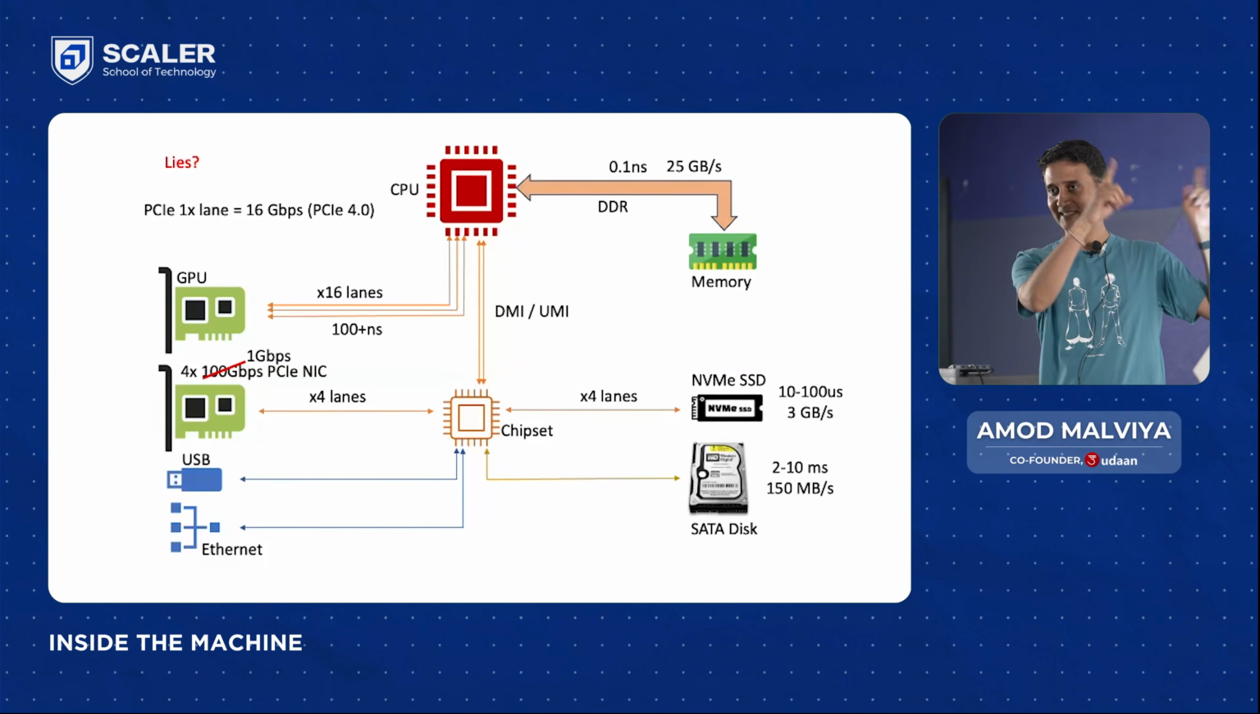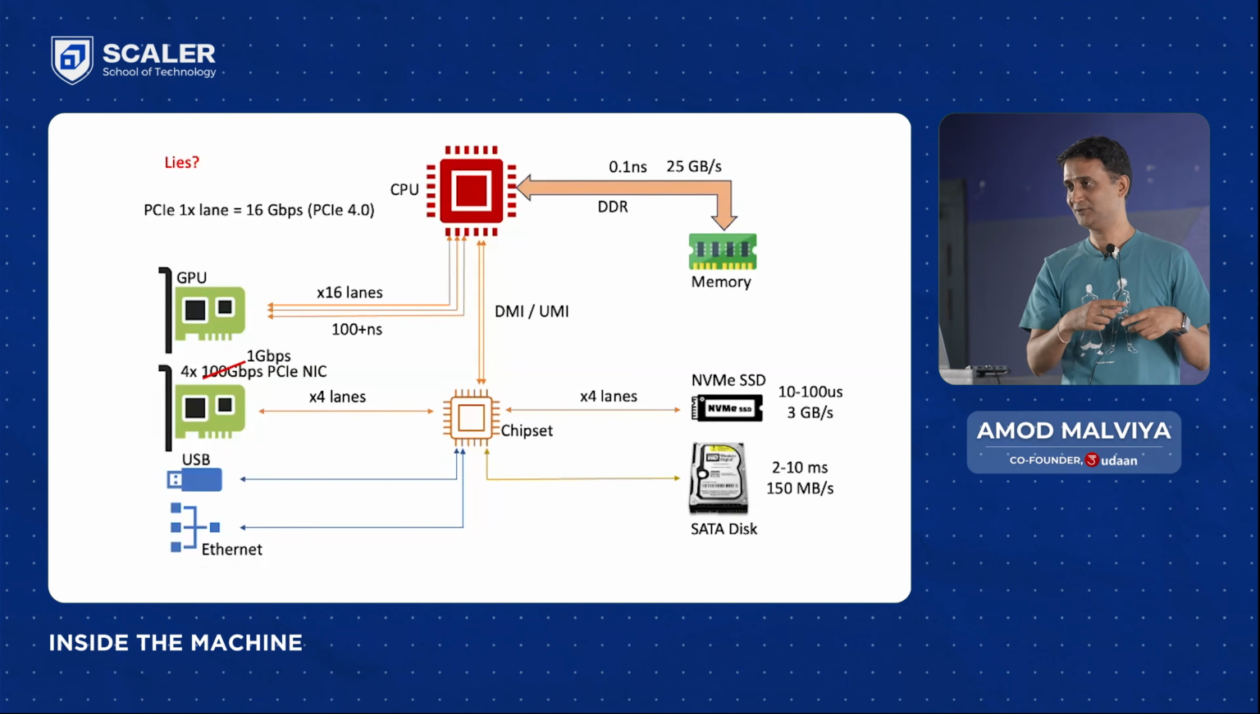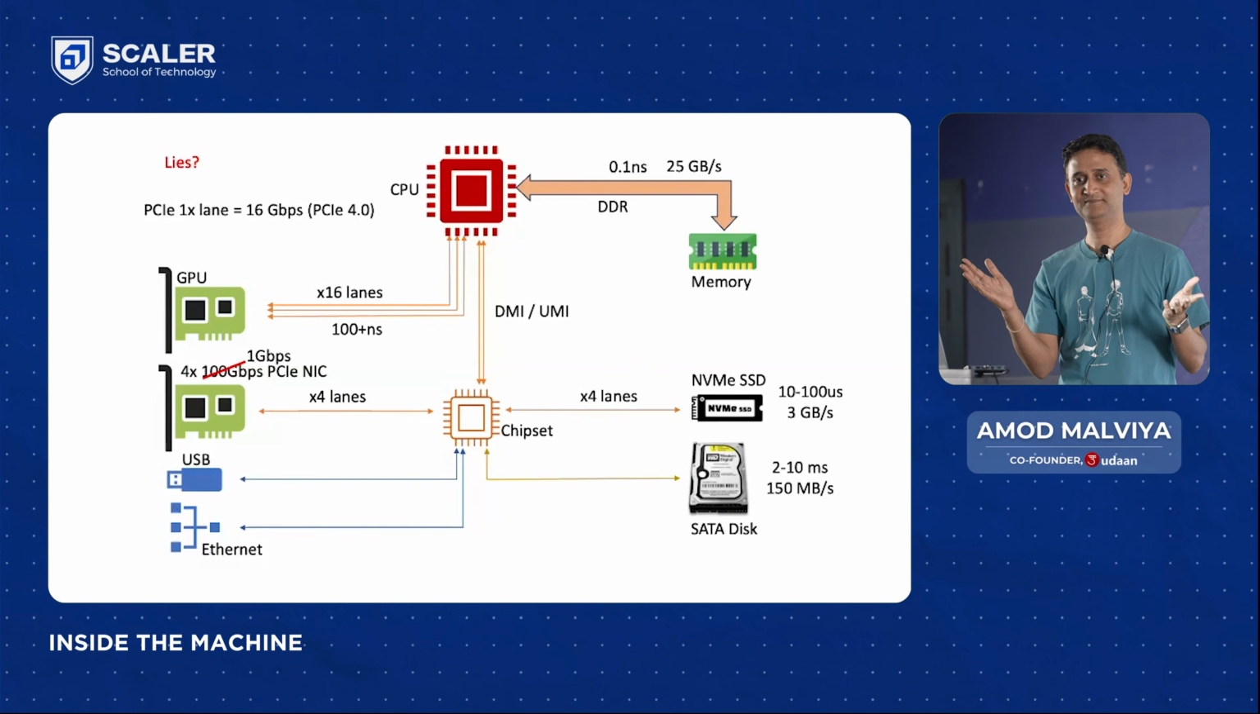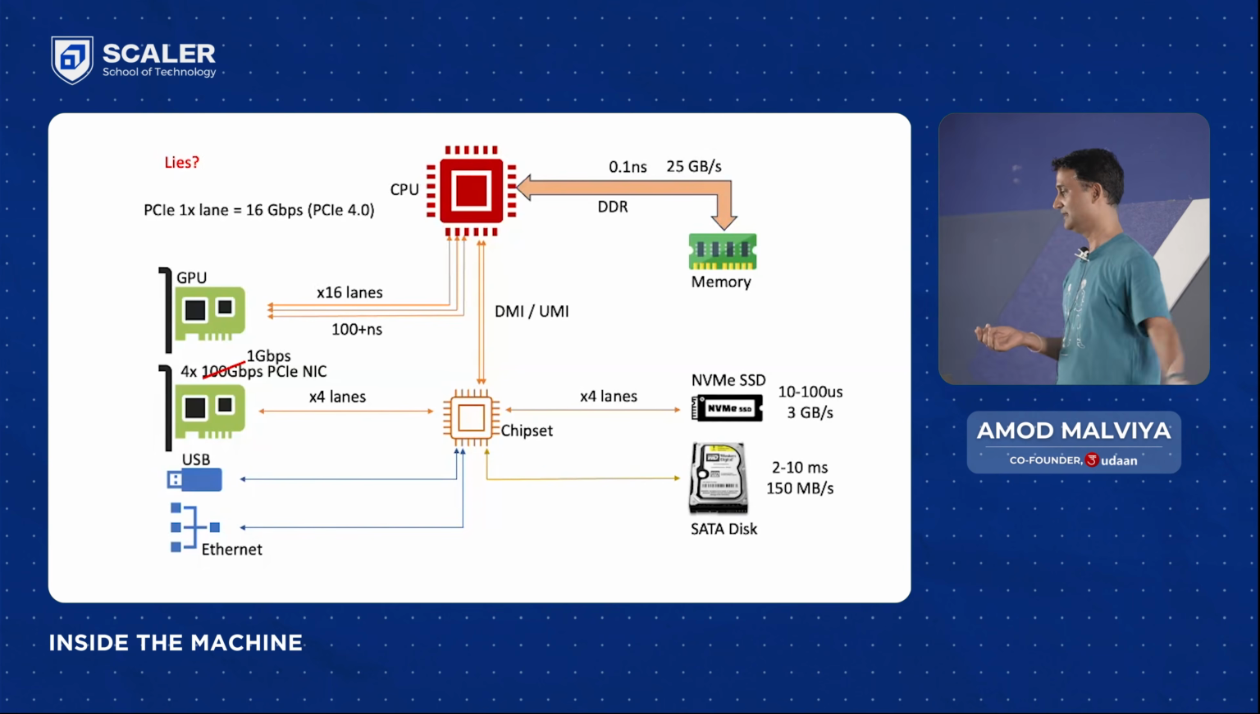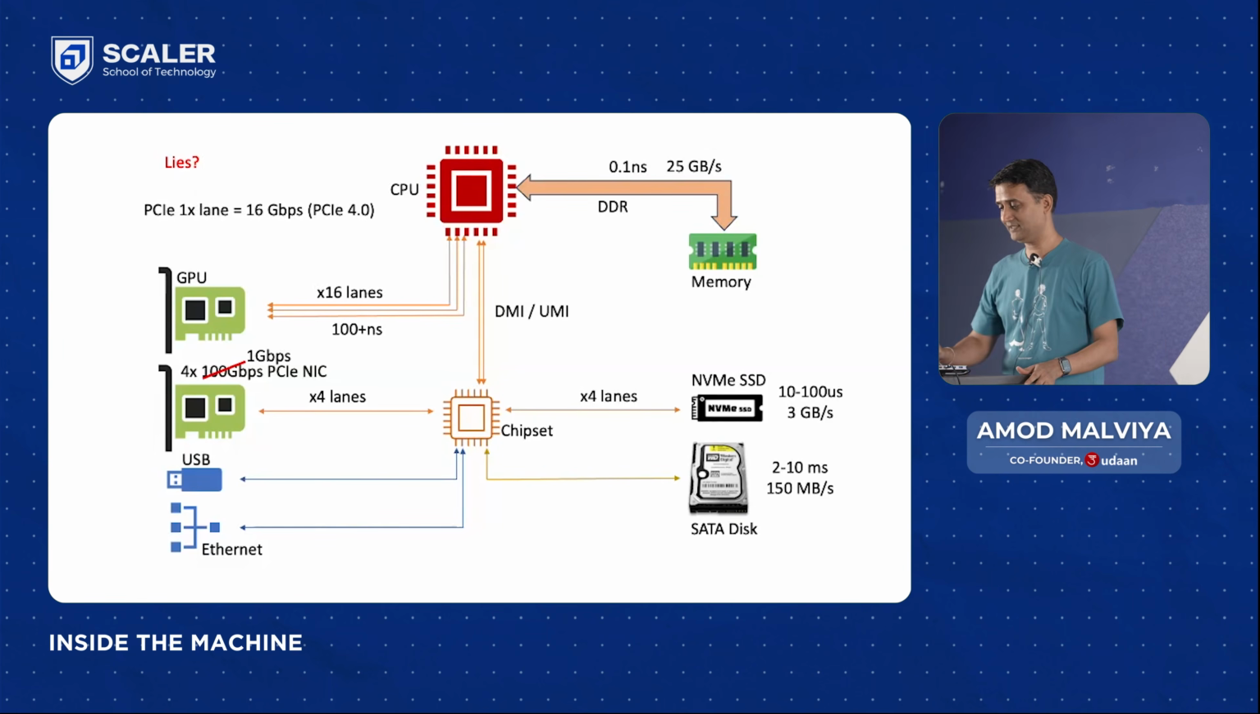Do you really think on that diagram that I showed, all these slots were 1.5 centimeter away? Right? There is a reason why it cannot be 0.1 nanosecond. Okay? What should be the latency?